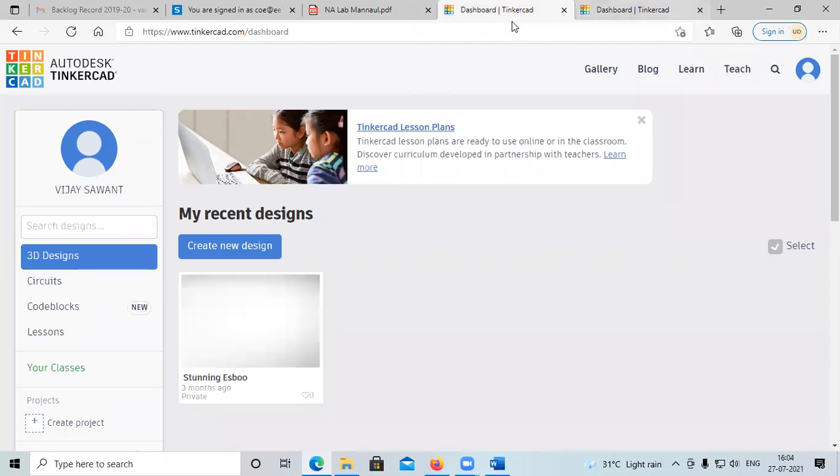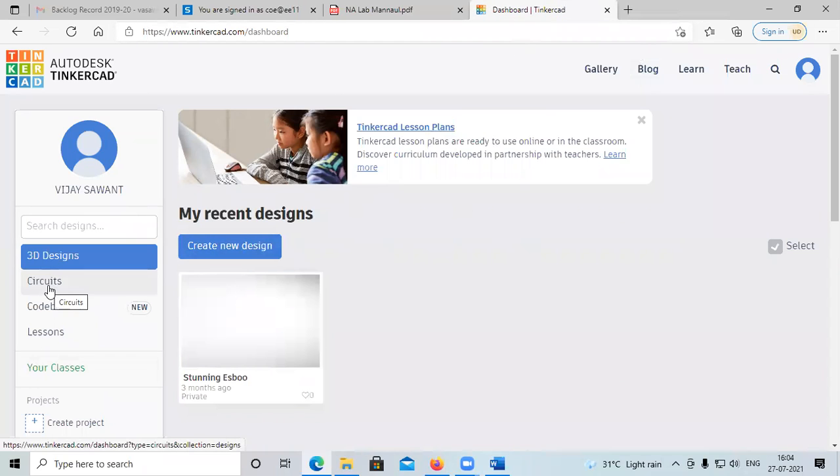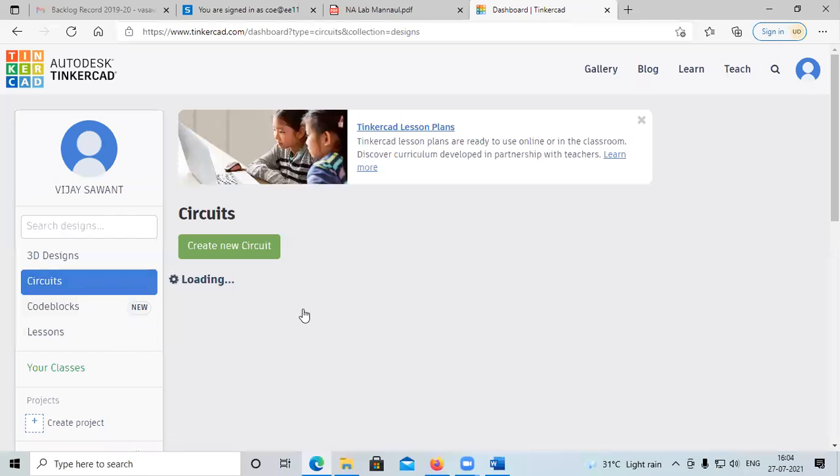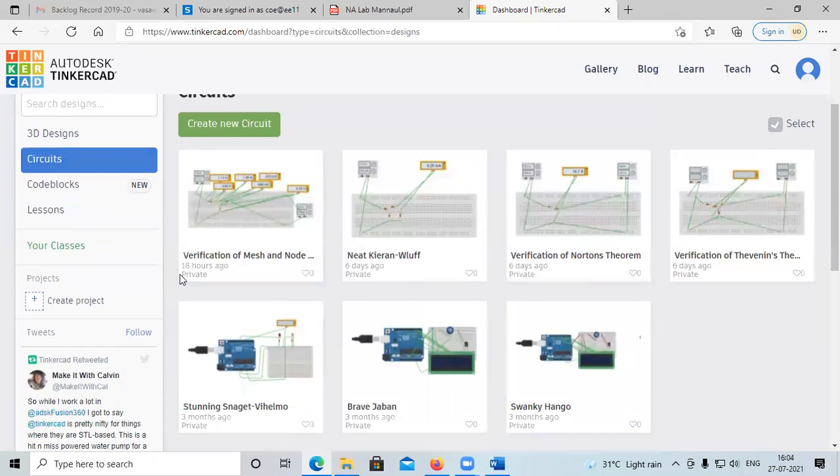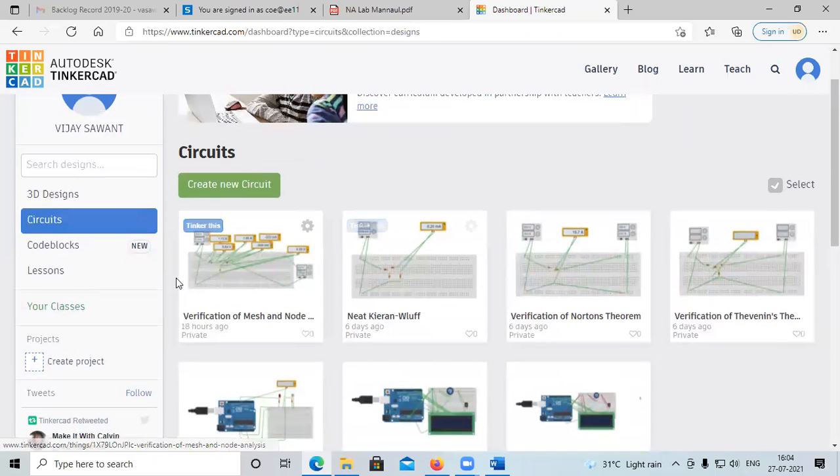As I have already logged in, it directly opens the designing window. So this is Tinkercad. Go to Circuits on the left-hand side, where your name appears after registering. I have already performed some experiments, and they appear here. If you want a new one, click Create new circuit and create your circuit. I will first see the existing one.